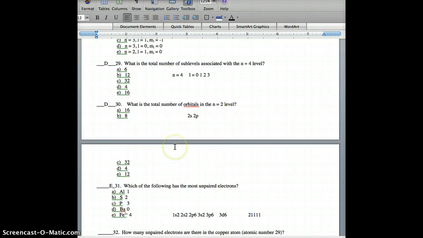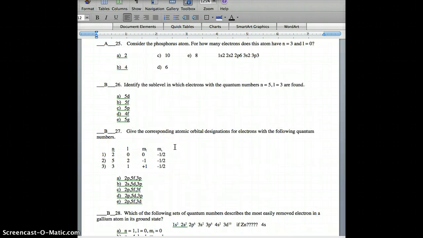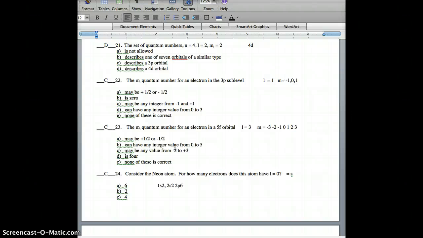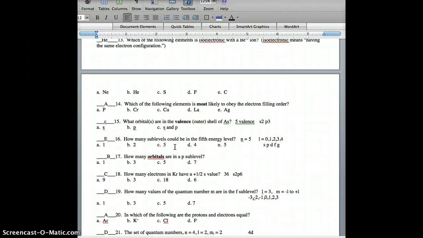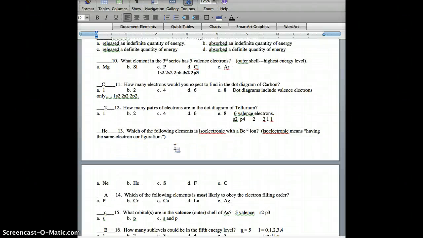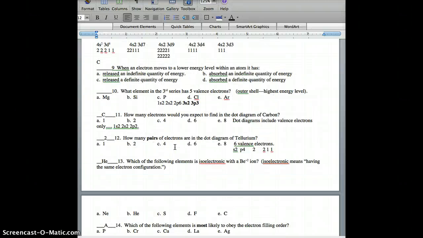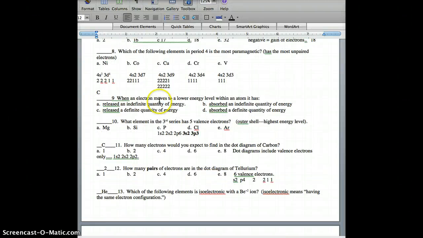All right, how many unpaired are there in copper? I did copper earlier in the test, so let's go back up to that configuration. Yeah, here we go. So copper we did in the D sublevel. It's got 29 electrons, so it's one short of having 30. So it should be a 22221. So it'll be one unpaired. It really is a 22222 in the D sublevel.